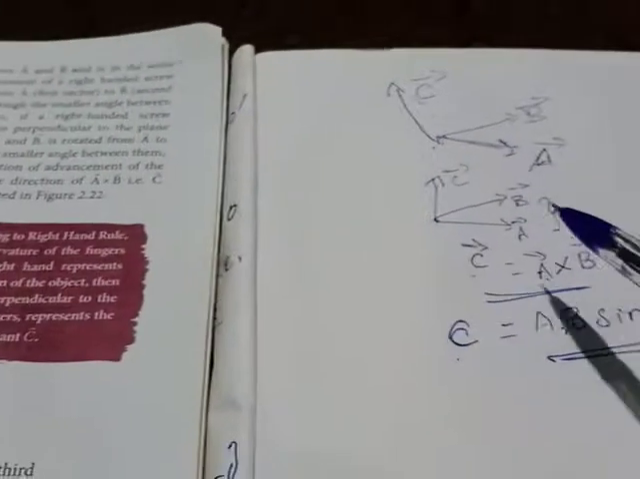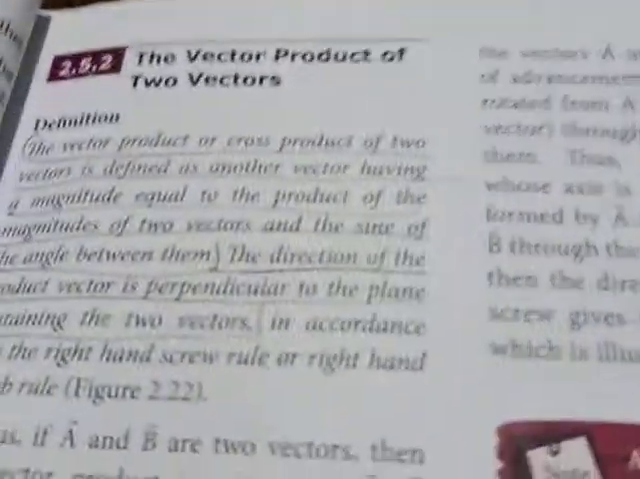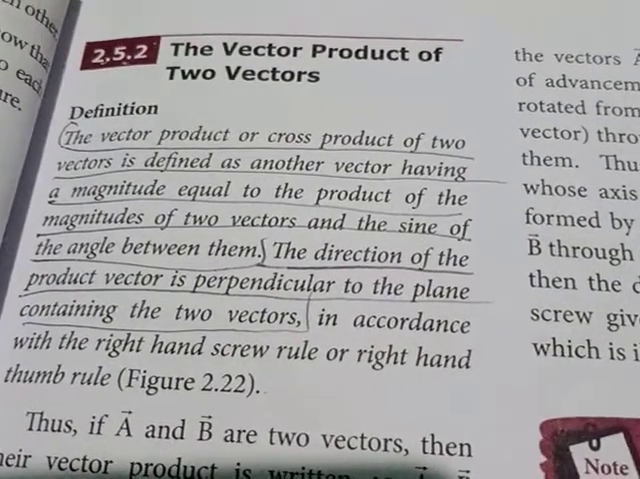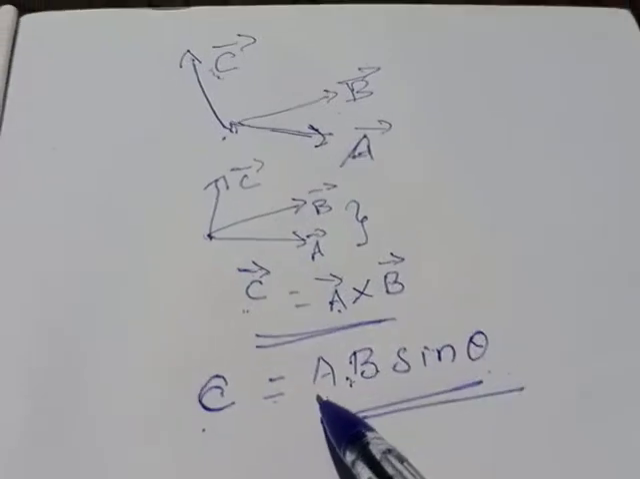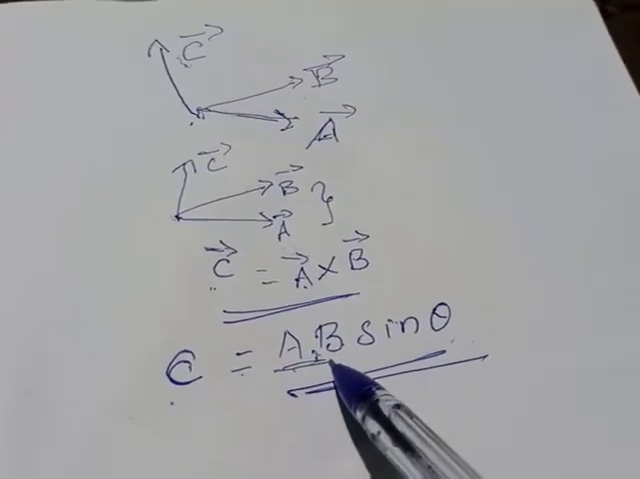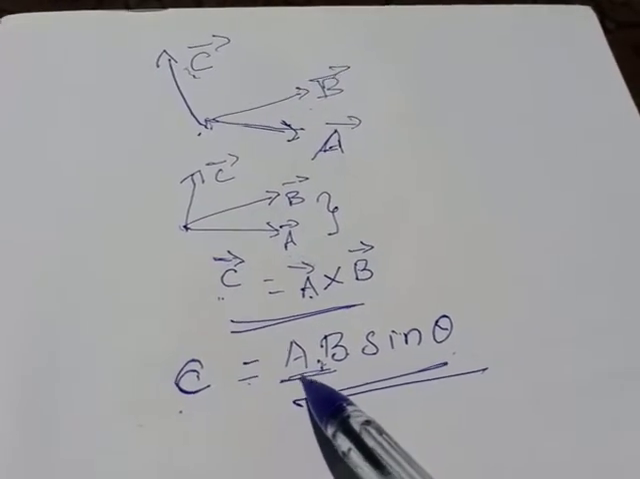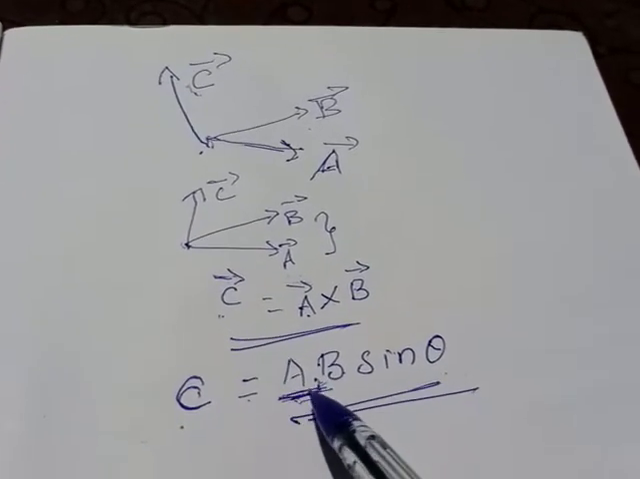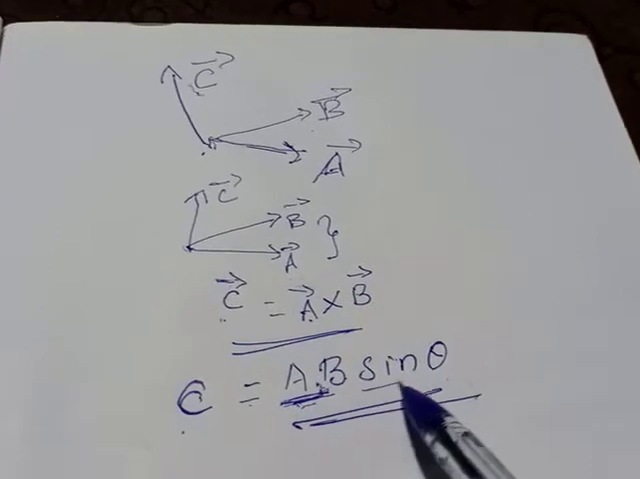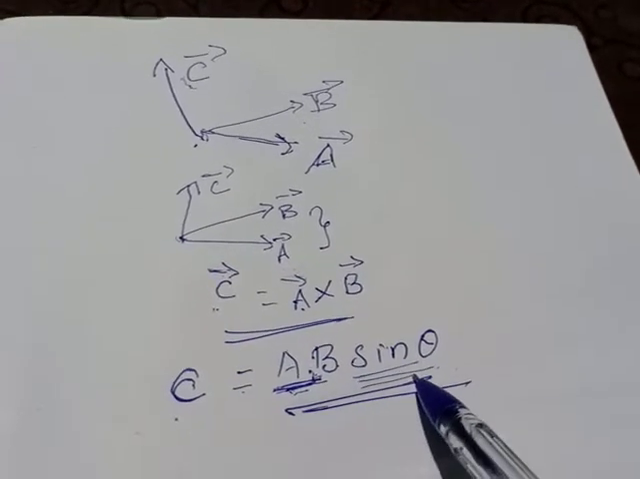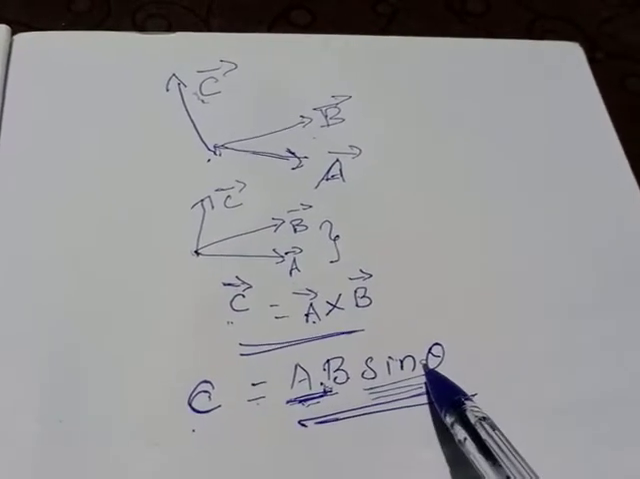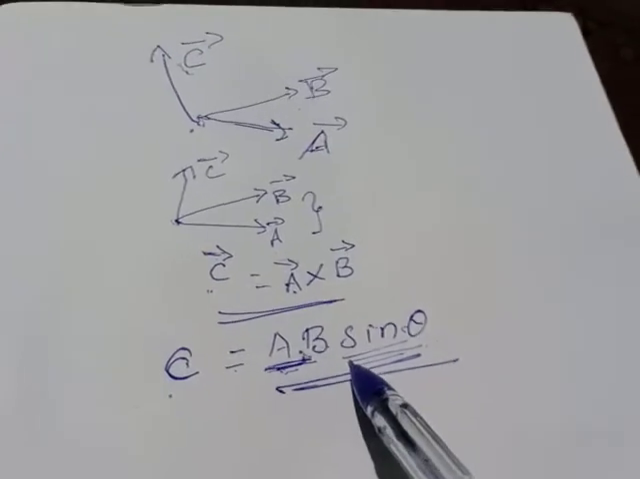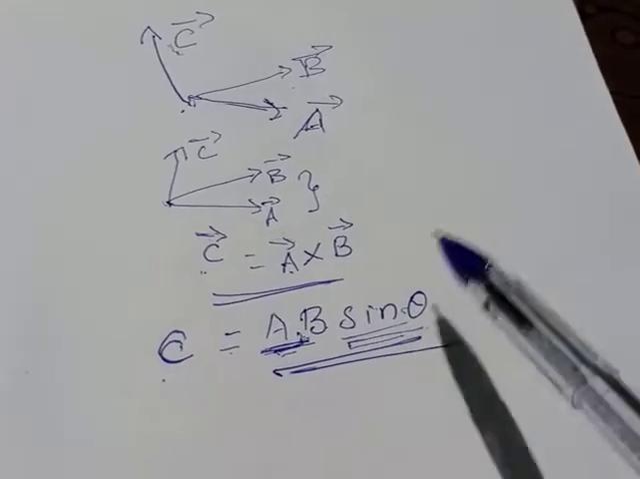The vector product or cross product of two vectors is defined. How can you define it? It is the product of the magnitude of these two vectors and the sine of the angle between them. So from this formula you can write this definition of the vector product of two vectors.